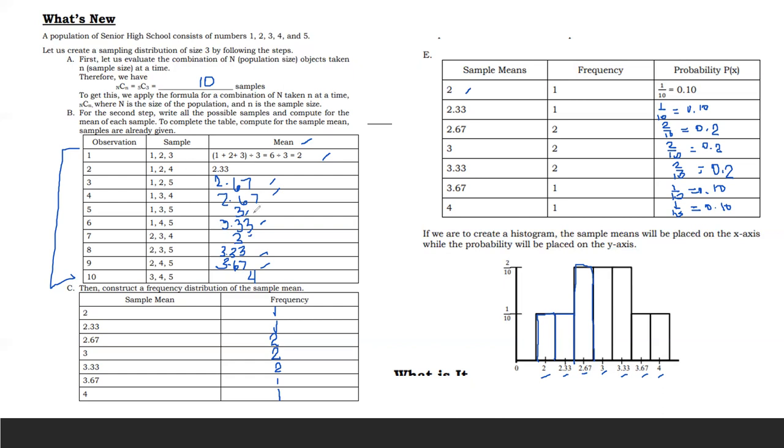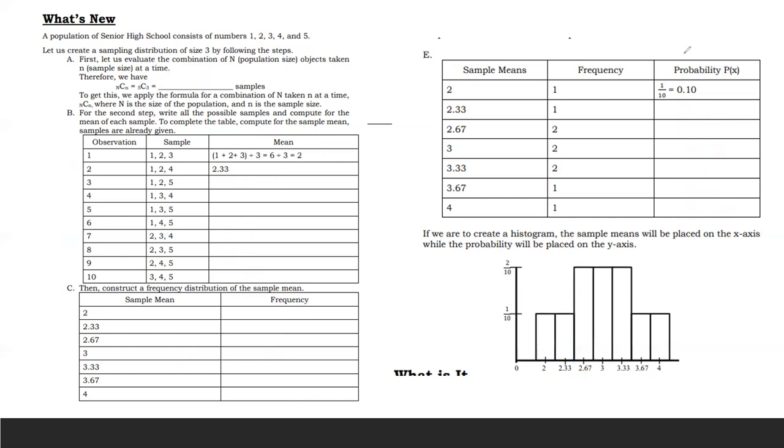Okay po. So again, paano kinuha? The first thing is to find the number of sample, then find the sample. Pag nakuha na natin yung sample, find the mean, then arrange the following according to the mean, find the frequency, then find the probability, and then draw your histogram. Okay po. Clear po tayo dyan. I hope it's clear. So let's have another example.